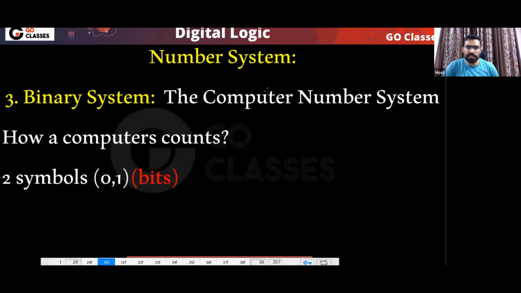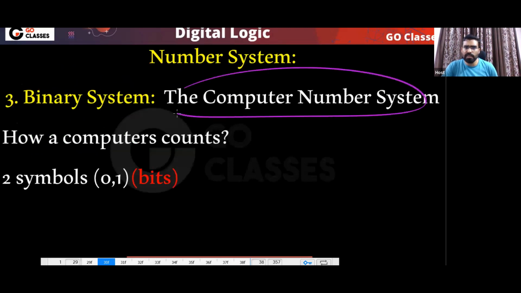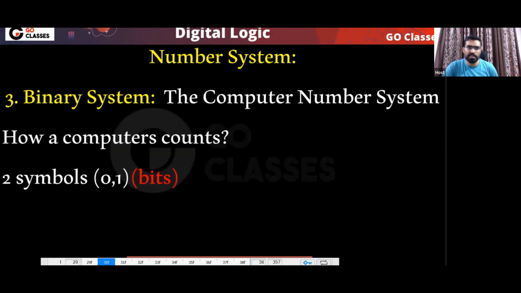Now let's see the next number system, that is the binary number system. This is the computer number system, the number system that we use in computers. So how will a computer count? How many symbols do we have? I told you in the last class, we have two symbols, 0 and 1. These two symbols we call bits.